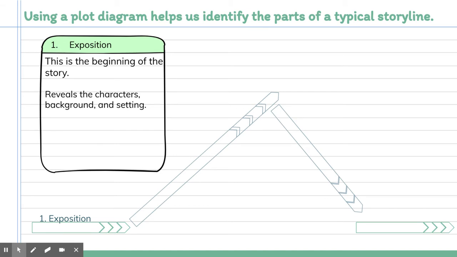The first part, like I said before, is exposition. This is the beginning of the story. So it's really where it reveals the characters, the background, the setting. This is where you meet your characters. This is where you get to know who they are. This is where you get to know, okay, where is this taking place at, and all of that. So that's exposition.